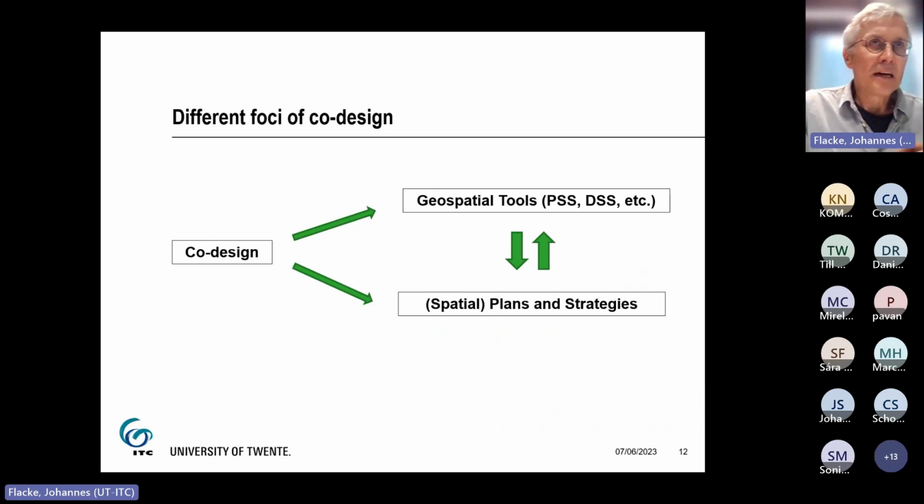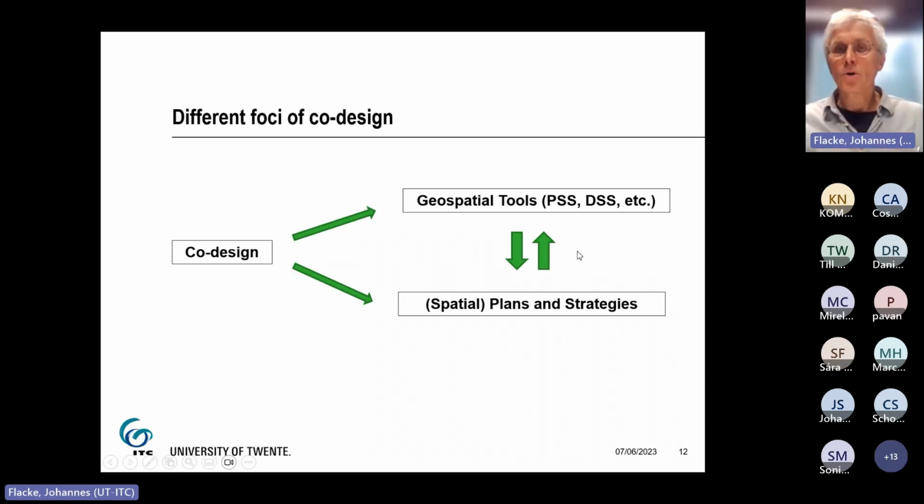So what I said so far is that what we do is basically co-design of geospatial tools, and that's what I will show in the two examples, the two studies, that I will present in the next minutes. We co-design together with stakeholders and users geospatial tools, planning support systems. But of course, you can also, and I know my colleague Nadeya, who gives the next talk today, rather talks about co-design of spatial plans and strategies. And indeed, both can be co-designed along the lines that we have discussed. And that's why I put these two arrows here on the right.